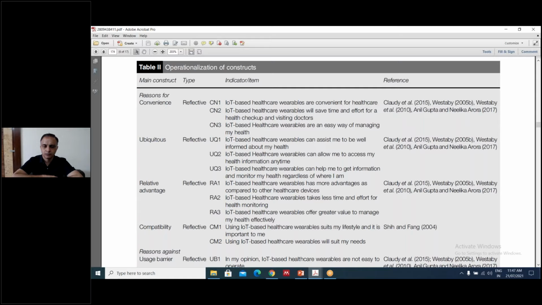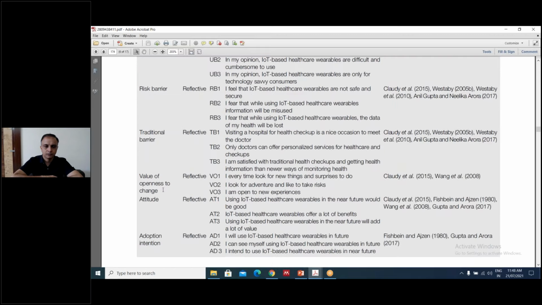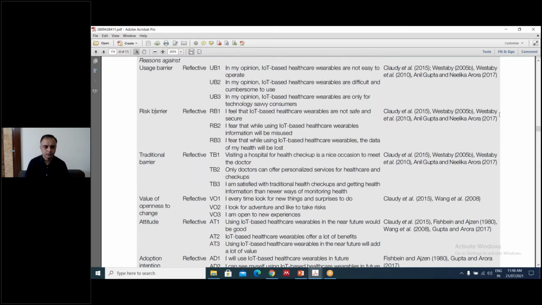Then I go to RE, the second higher order construct. These are the barriers, as was just explained to us, coming from the innovation resistance theory: usage barrier, risk barrier, tension barrier. Only 3 barriers I have considered. Again, you can see very clearly where the items have been measured from and what the references are. Value of openness to change is typically what we call the values. It has been taken again as a reflective construct, and attitude has been measured, and then adoption intention.